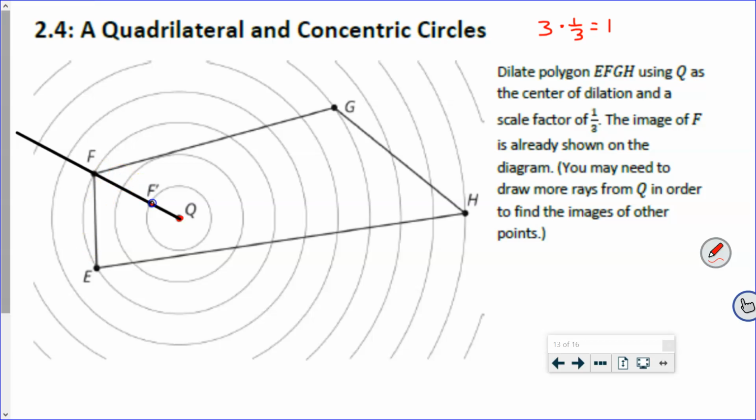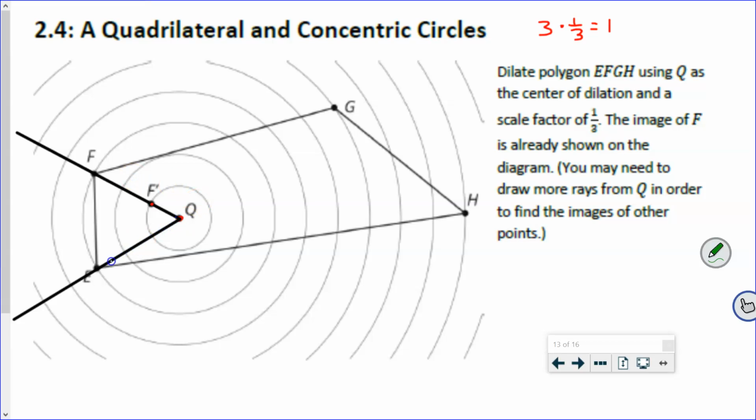Okay, and so here is F prime. Now here's the process that we need to go through for each of the others. We're going to go from Q, not just to E, but always go through to the edge, because if I'm dilating bigger, I need it to go past that. Here we're dilating smaller, so it's okay. Now let's count again. What's that distance?